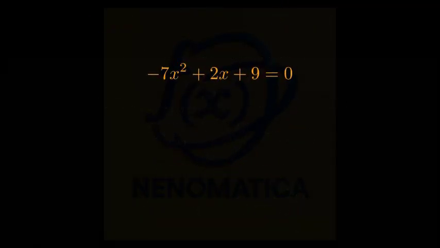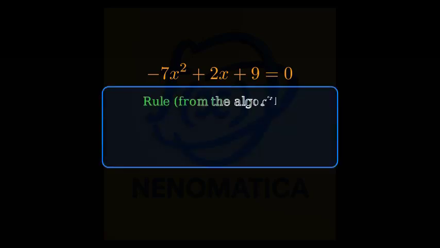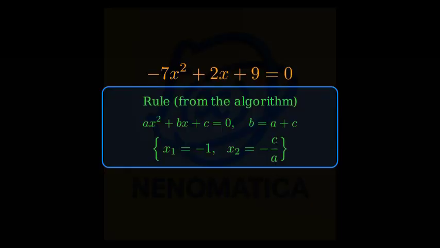First, display the problem. Step 1. Show the rule from the algorithm. If ax squared plus bx plus c equals 0, and b equals a plus c, then x1 equals negative 1, and x2 equals negative c over a. Step 2. Identify the coefficients a, b, and c.